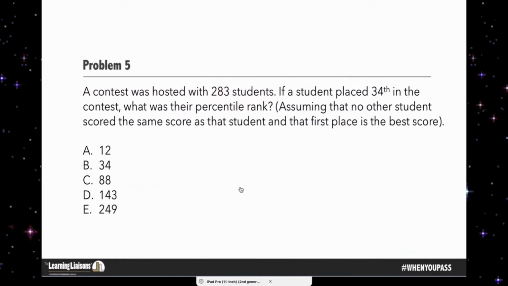A contest was hosted with 283 students. If a student placed 34th in the contest, what was their percentile rank? Whoops, I dropped my pencil. If a student placed 34th in the contest, what was their percentile rank, assuming that no other student scored the same score as that student, and that first place is the best score? 12, 34, 88, 143, or 249?